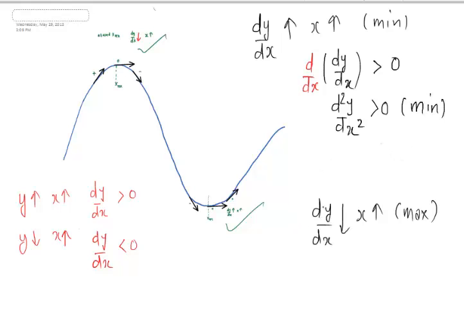Same goes with this. If dy by dx decreases with x, then the derivative of dy by dx should be less than 0. So it follows that the derivative of dy by dx should be less than 0. What does that mean? The double derivative of y with respect to x should be less than 0 at a maxima.